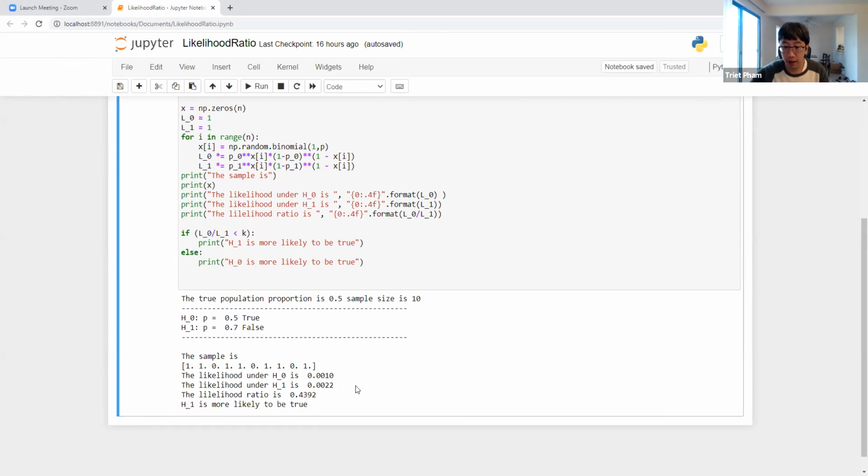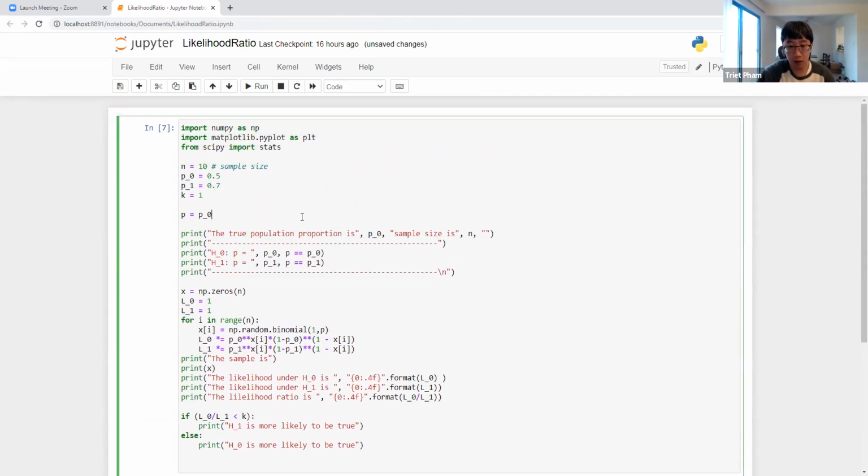Now, but let's run again. You see, the null is more likely to be true because the likelihood ratio is bigger than 1. So you see, because the true P is 0.5, most of the times the likelihood ratio test should provide me with the right answer. But once in a while, I will make one of the errors. But here, because I know that this is true, I can't make type 2 error.